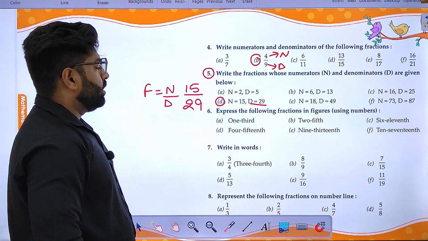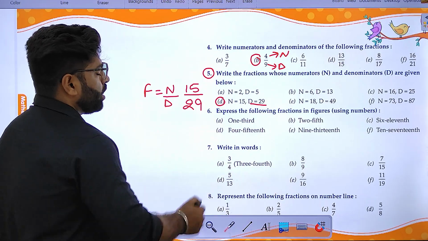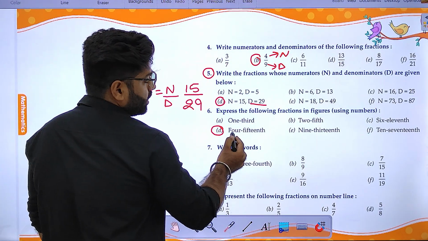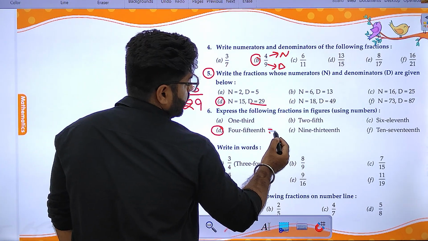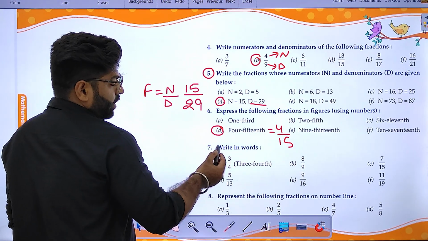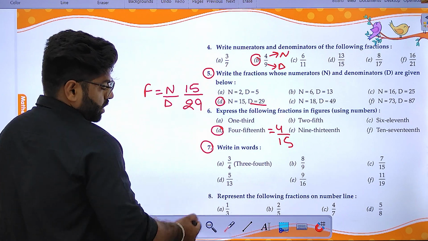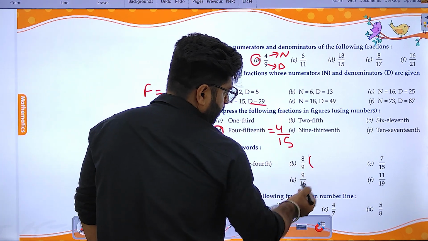Okay, then question number 6. Express the following fractions in figures using numbers. Okay, so here we will take the D part, that is 4/15. So here we are having 4/15. Clear? If we are going to take question 7 here, we are having write in words. So here we will pick the B part, that is 8.